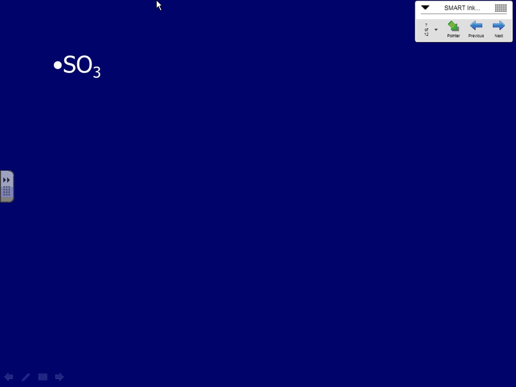Step 1, count the valence electrons. How many outer electrons in sulfur? 6. It wants 8, but it's got 6. And how many electrons in oxygen? 6, but there are 3 oxygens, so 6 times 3. There's no charge on this, so we didn't have to add or remove any electrons.